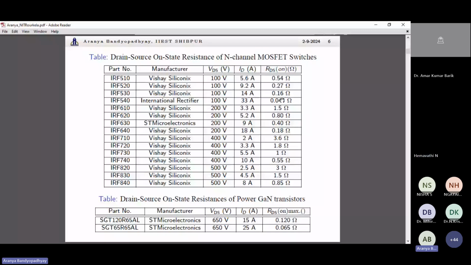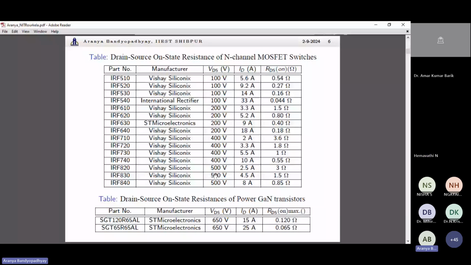Now let us take a look at the IRF 610 up to 640. This is the case for the 200 volt operating condition. And then again, from 3.3 ampere up to 18 ampere, these are, I think, still available in the market. And then the IRF 710 to IRF 740, these are for the operating voltage of 400 volts. And then the 8 series are for the operating voltage of 500 volts.